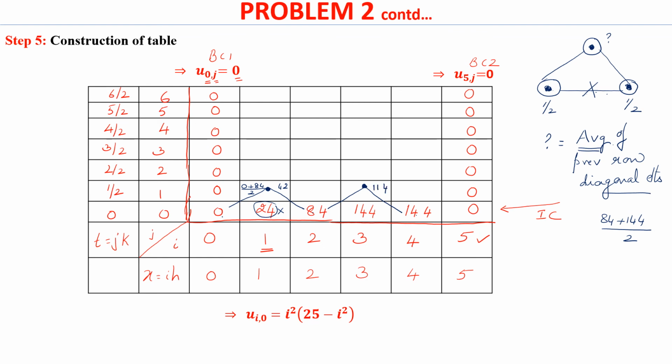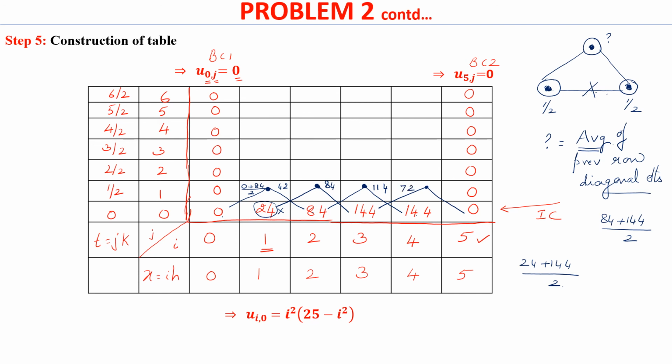Let's fill up the second value also, this one. So what is the diagonal element here? The diagonal elements are 24 and 144. So 24 plus 144 divided by 2 will give you what there? It will give you 84. Am I right? It will give you the same value. Next, what is the last value here? It's 144 plus the next diagonal element, 0. 144 plus 0 divided by 2 will make it 72.